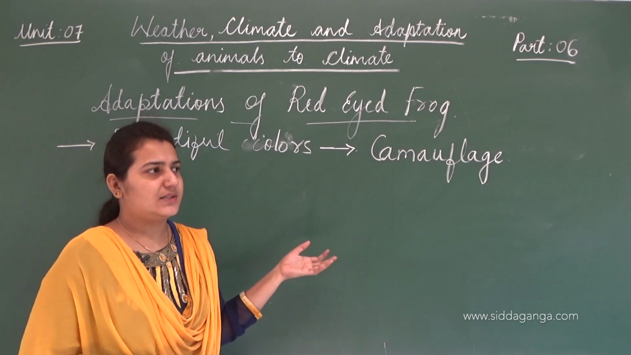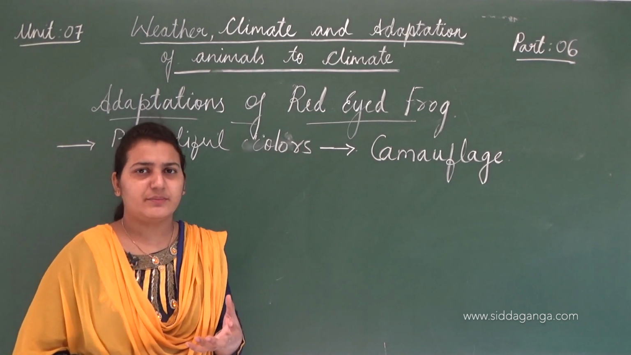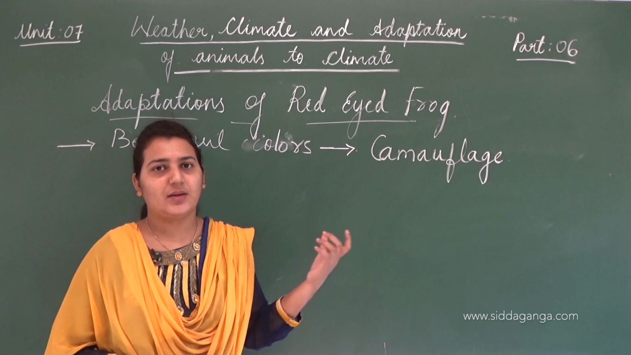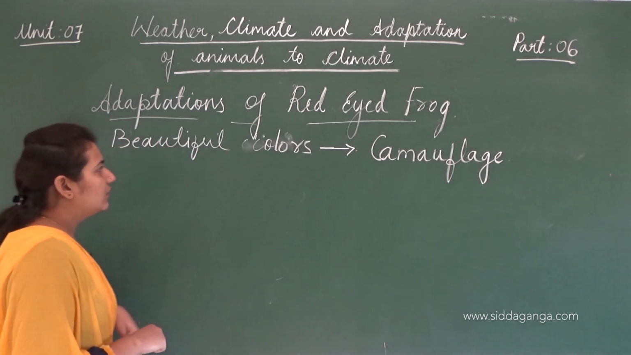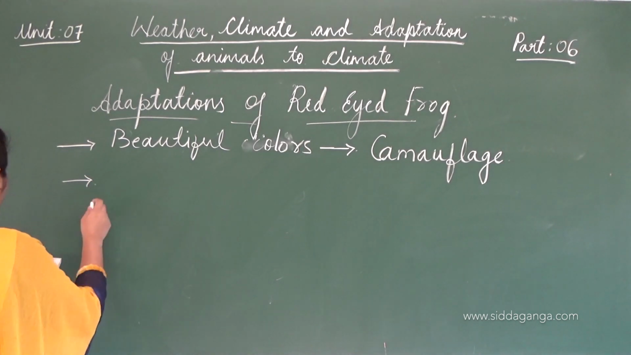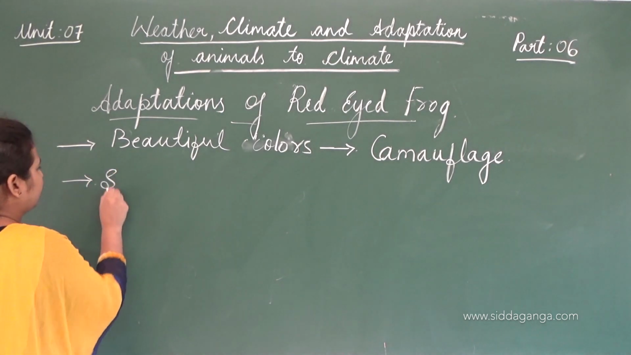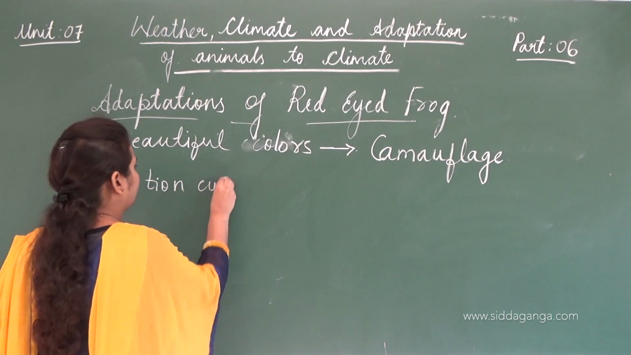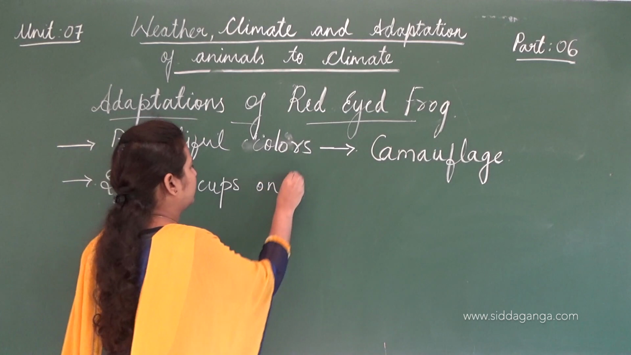And many other animals, like simple insects such as grasshoppers and garden lizards, can even camouflage. And one more important point about this is, yes, they have suction cups on toes.